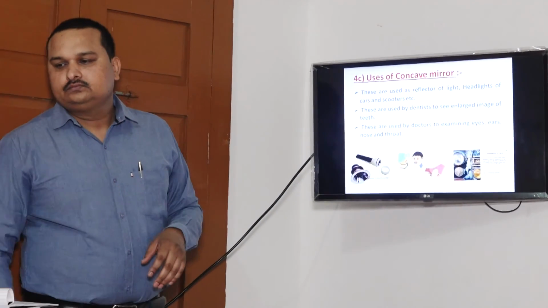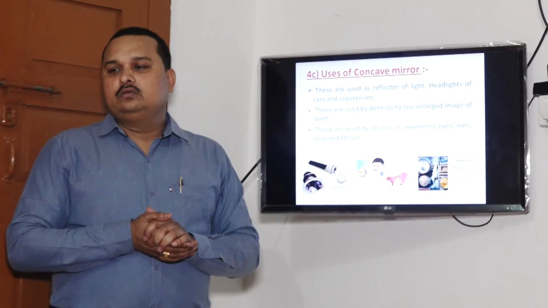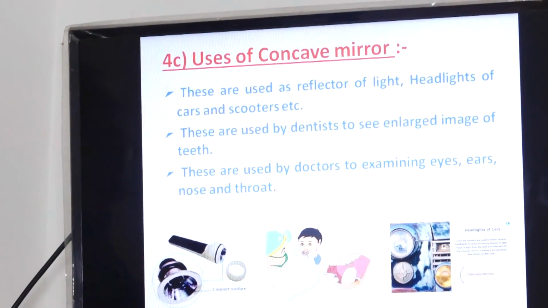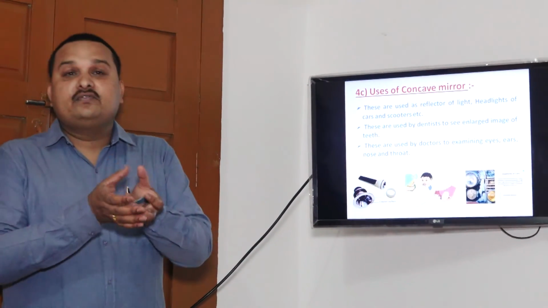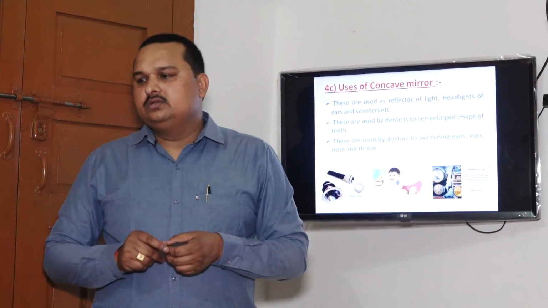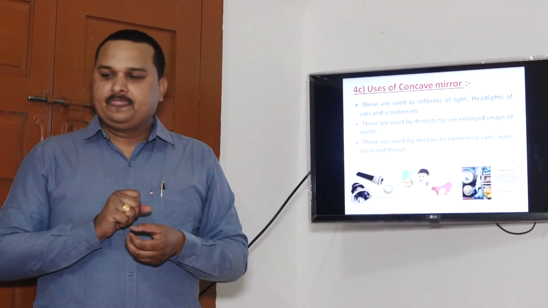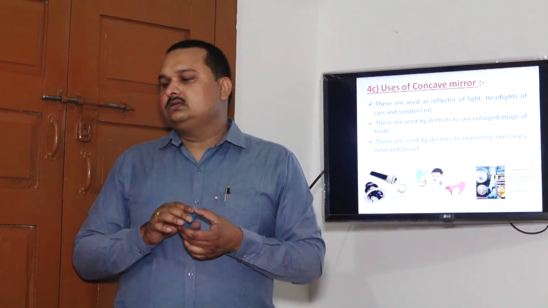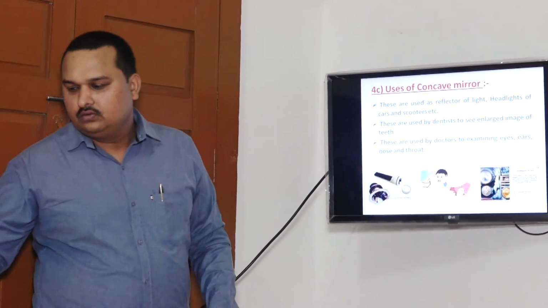Now, uses of the concave mirror. We already know that when the reflecting surface is inside, it acts like a concave mirror. This is a concave mirror. These are used as reflectors of light, in headlights of scooters, cars, buses, etc. These are used by dentists to see the enlarged image of teeth. These are used by doctors to examine the eye, ears, nose and throat. So these are the uses of the concave mirror.